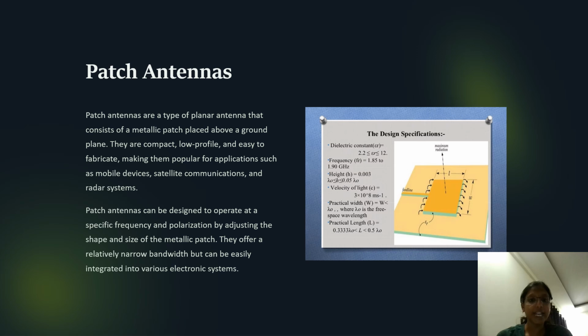Then we have patch antennas. Patch antennas are a type of planar antenna that consists of a metallic patch placed above a ground plane. They are compact, low profile, and easy to fabricate, making them popular for applications such as mobile devices, satellite communication, and radar systems. Patch antennas can be designed to operate at a specific frequency and polarization by adjusting the shape and size of the metallic patch. They offer a relatively narrow bandwidth but can be easily integrated into various electronic systems.